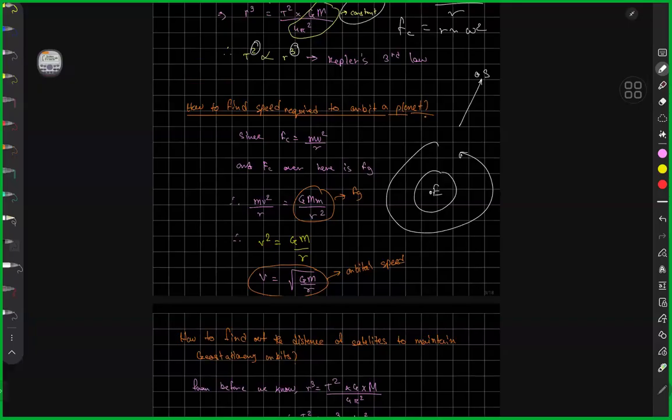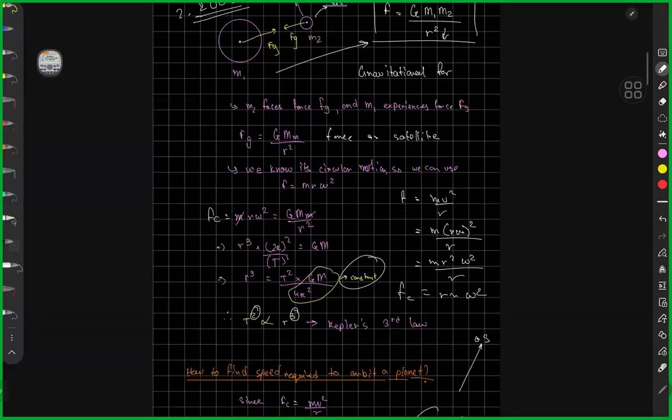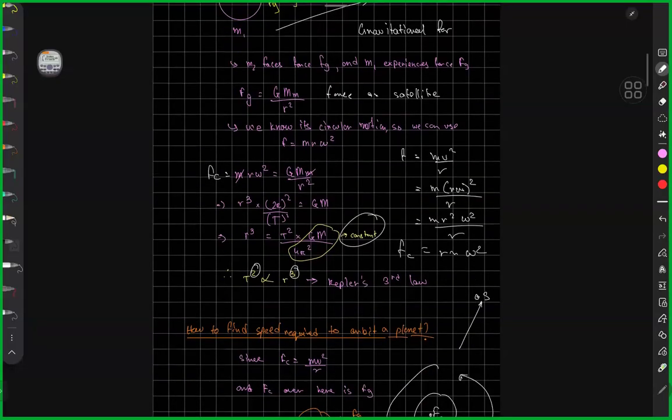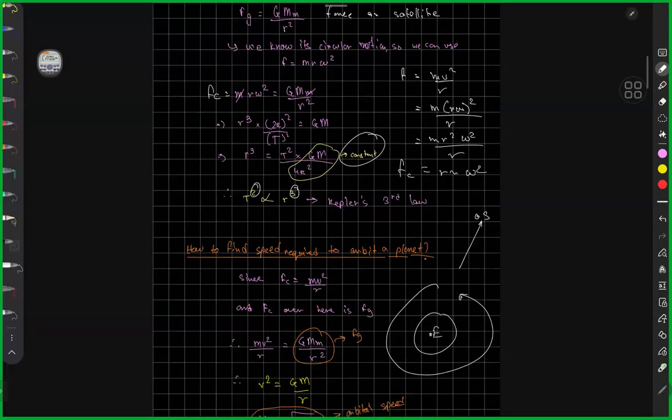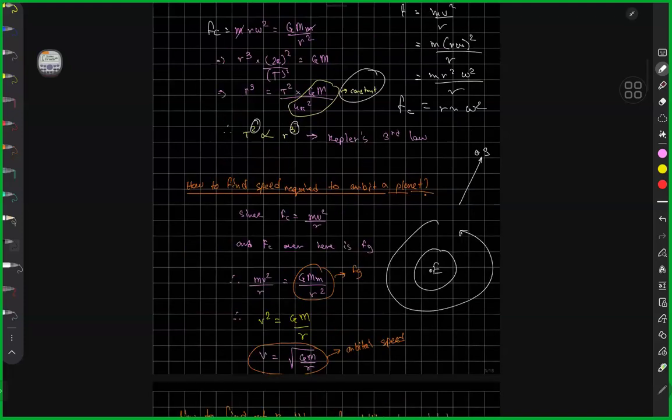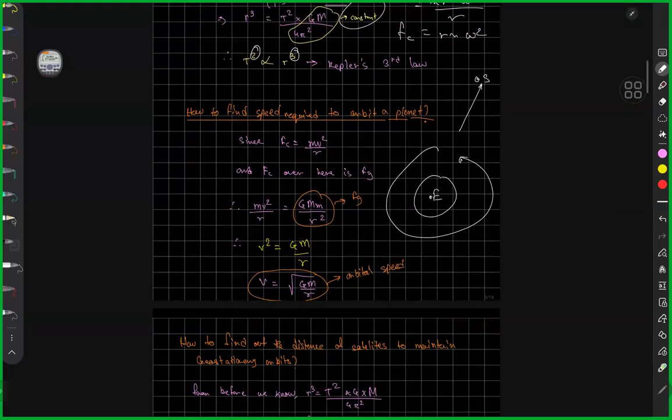Okay, now that's Kepler's law. You don't have much calculation with it, but the derivation may be important for you guys. Wherever it's important, I'll tell you. Some of the things are made up by me, and the rest I'll tell you which are important. This derivation is important, because it relates to your circular motion bit, and it will be relevant in some questions. Coming back, how do we find the speed required to orbit a planet?